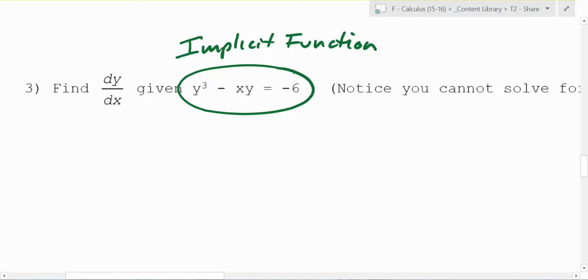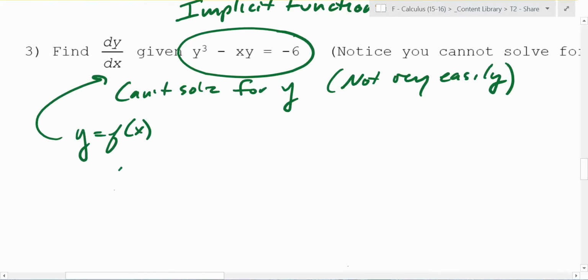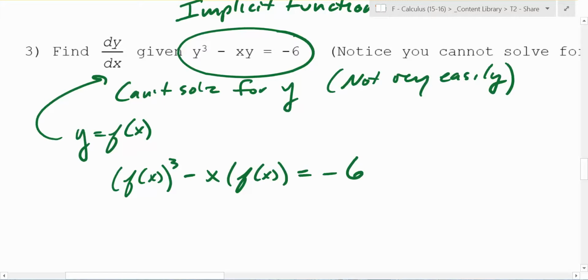Yes. But in this case, can you solve for y? No. You can't solve for y, not very easily, actually. It is possible, but very, very hard. So what do you do instead? Well, say we have f of x cubed minus x times f of x, we don't know what the function is, equals negative 6. All I've done is replace y with f of x.